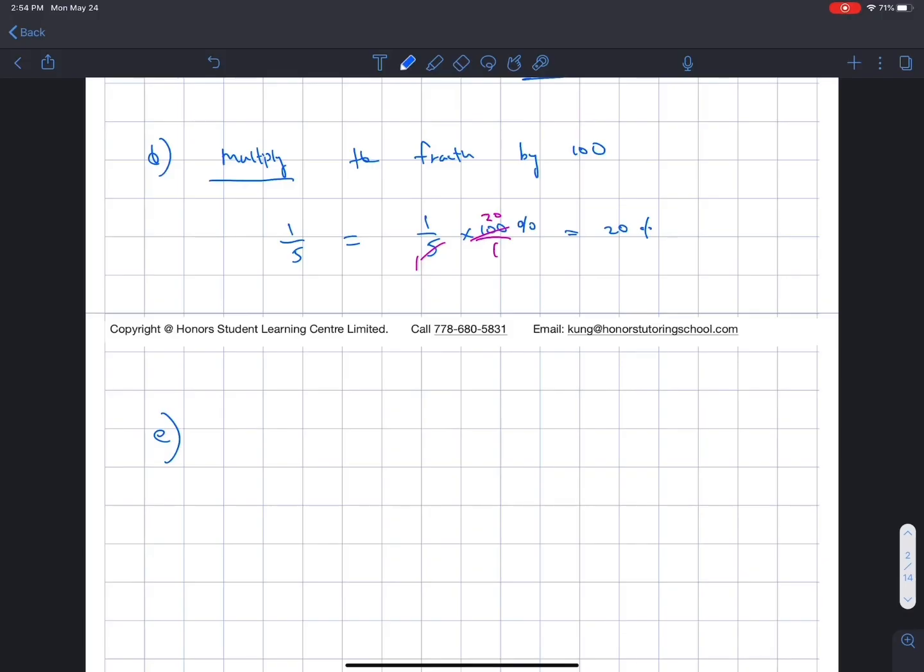A percent that is larger than 100% is a number greater than 1, because 100% is the same as 1. So this will be greater than 1. Okay, that's question 1. I will see you in question 2.